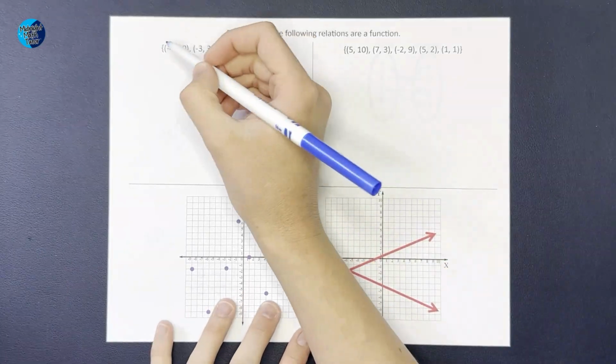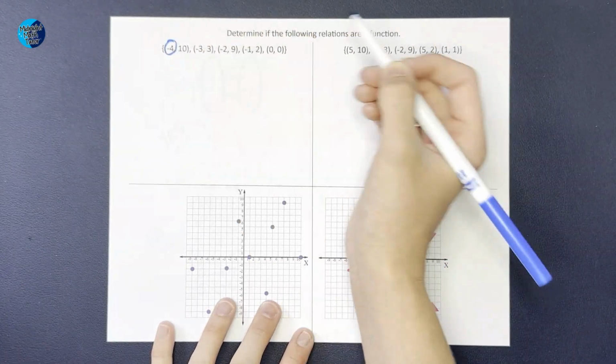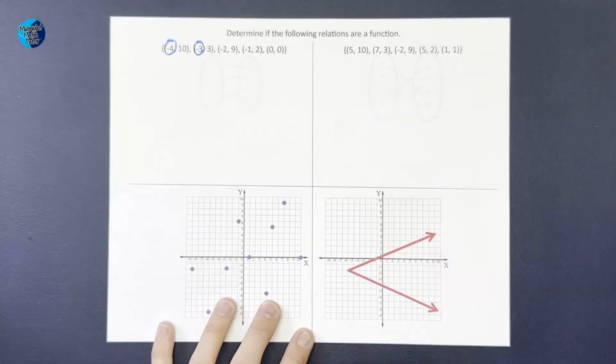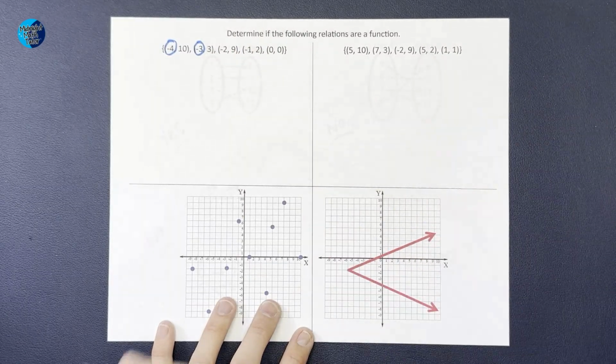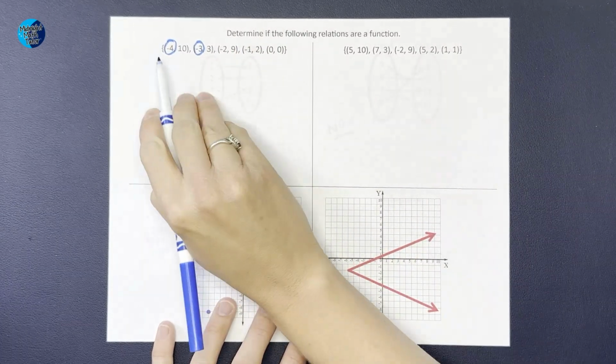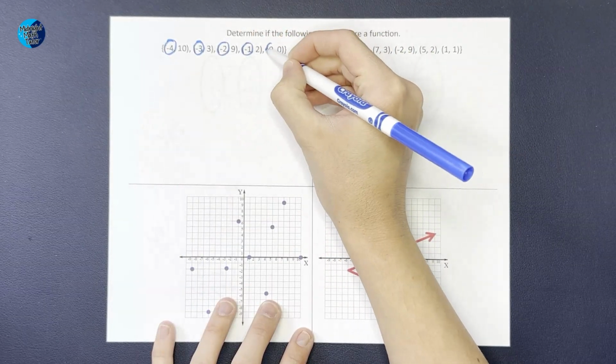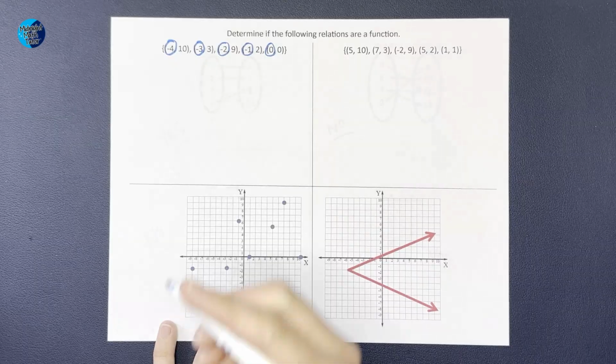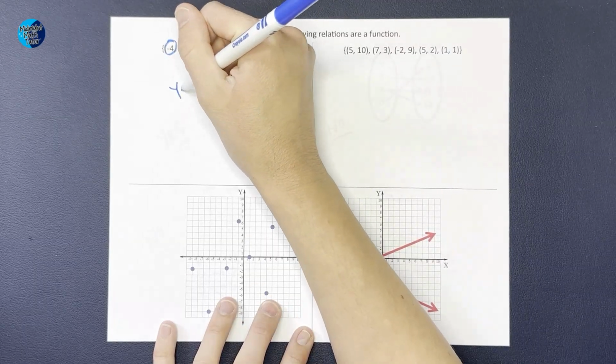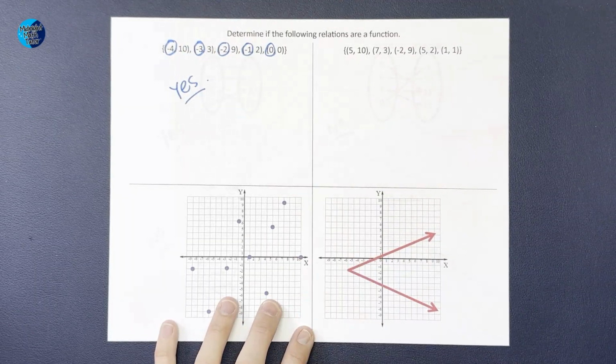What I'm really concerned about is my inputs, or my X values. I want to see if any of them repeat, if any of them have more than one output. So I've got -4, -3, -2, -1, 0. There were no repeats there. So yes, this one is a function.